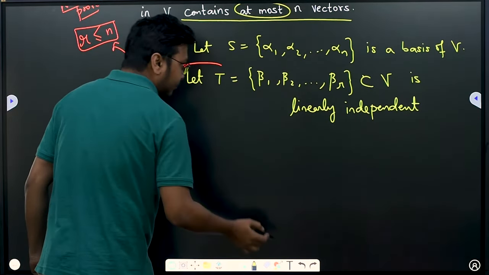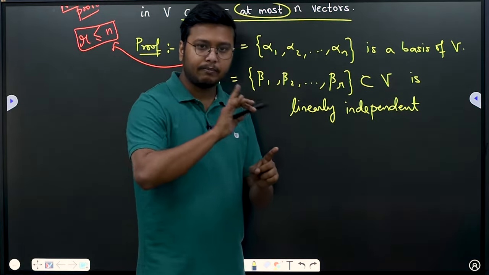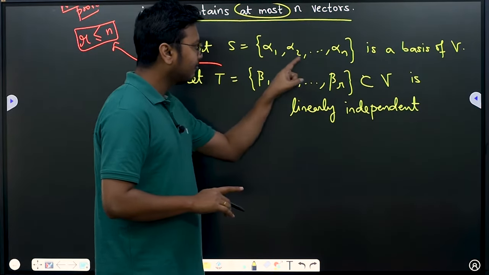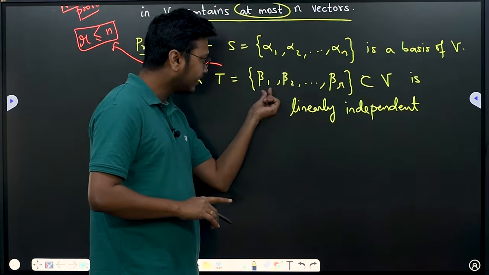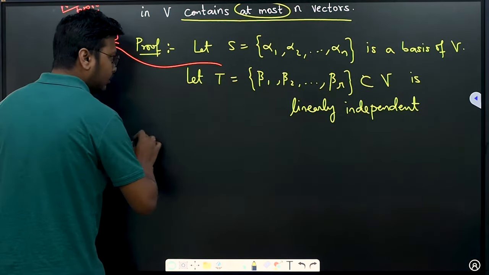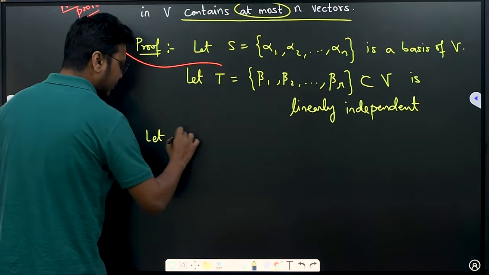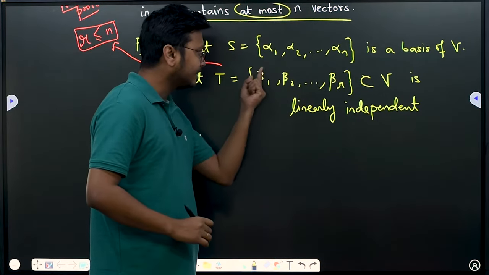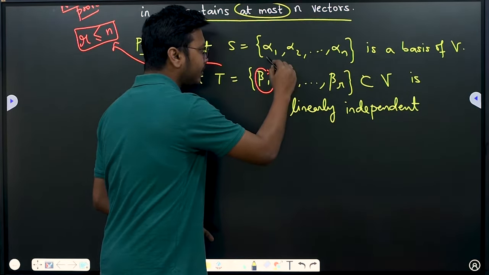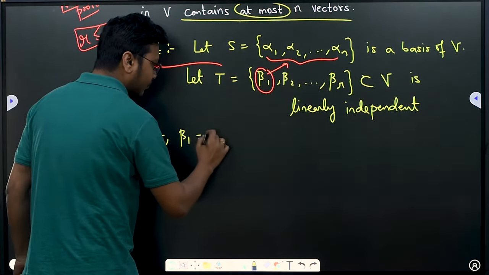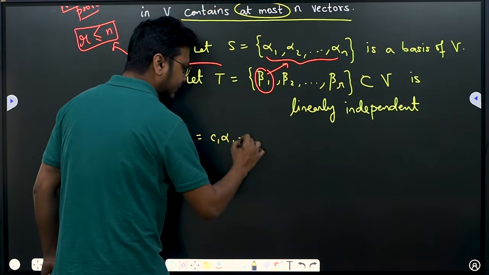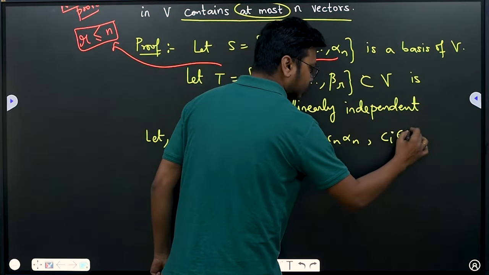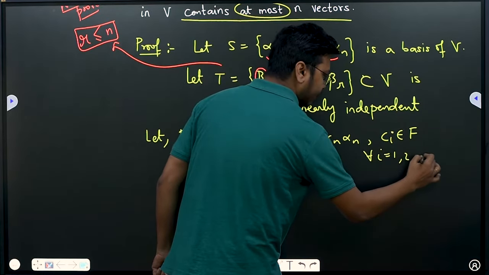So now I will use the replacement theorem, which I've done in my previous lecture. I will try to replace the vectors in the basis S by the vectors in the T set. Okay. So, since this is a basis, I can express beta 1 as a linear combination of the elements of S. So let beta 1 equal C1 alpha 1 plus C2 alpha 2 plus dot dot Cn alpha n, where Ci belongs to the field for all i from 1 to n.